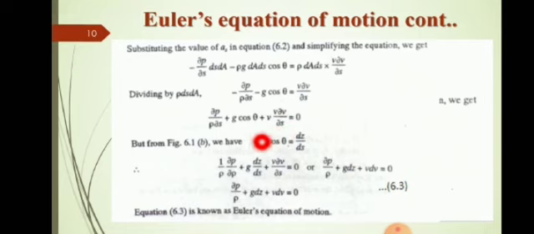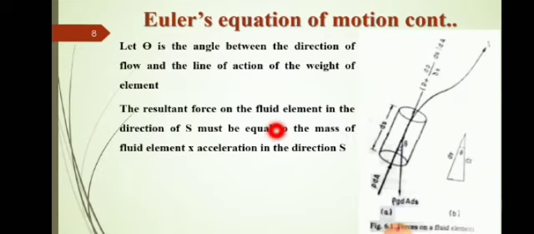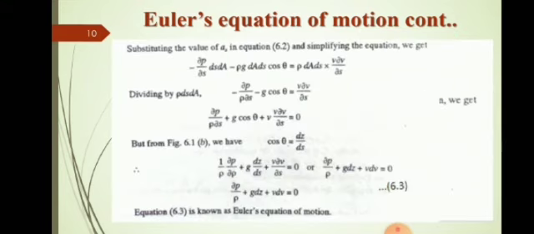Now you have to give a substitution for cos theta, that is given here. See, this triangle is drawn here again. So this angle is theta, this is ds, and this direction is dz. So from this figure, cos theta is equal to dz by ds. So it is obtained from that figure. So substitute for cos theta here: 1 by rho into dou p by dou s plus g into dz by ds plus v into dou v by dou s is equal to 0.